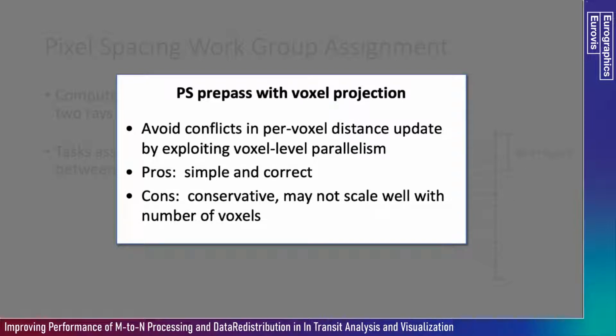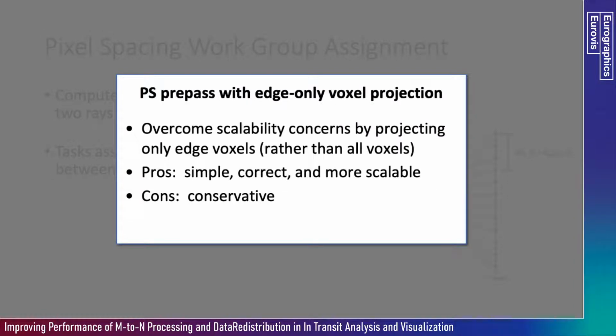At the same time, this approach projects every voxel in the volume, so the computation is linear in the number of volume voxels. It may not scale particularly well as a result. To address this issue in particular, we observe that for our acquisition apparatus, which is a cone beam geometry, that is, the camera uses perspective projection, the set of voxels generating the maximum pixel spacing distance necessarily incorporates at least one voxel along the edge of the reconstruction volume. So in this approach, we project only voxels along the edges of the volume, not all of the voxels. This approach is also simple, correct, and potentially more scalable.